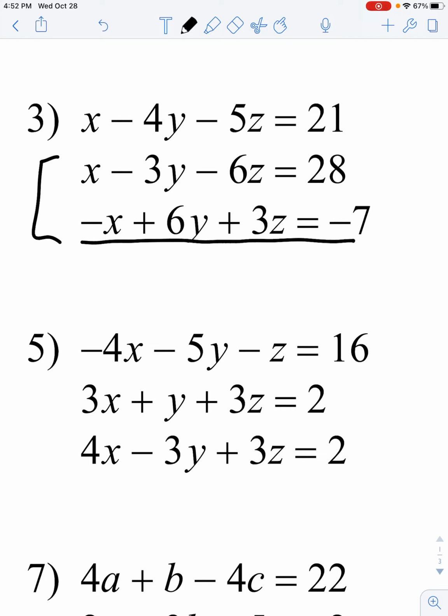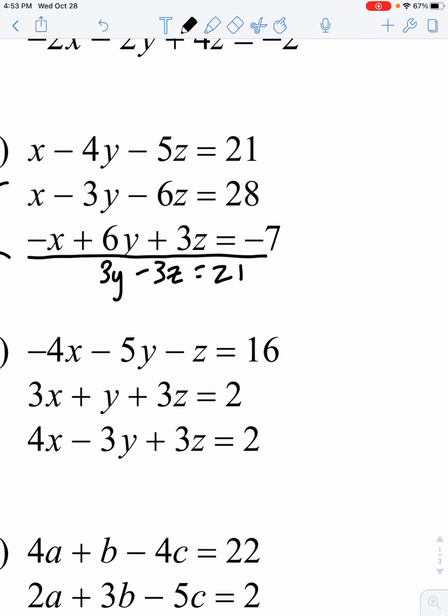So x minus x is going to add down the columns and will just eliminate away. Negative 3y plus 6y is going to be 3y. Negative 6z plus 3z will give me negative 3z. And 28 minus 7 will give me 21. So now I've combined the bottom two equations to make one equation that just has a y and a z in it. Now I need to do the similar process, but I can't use the same two equations.